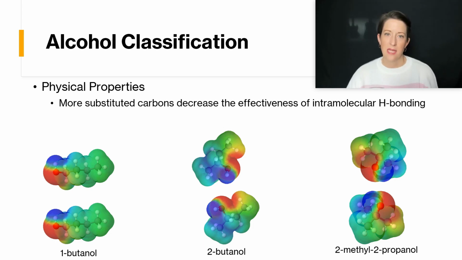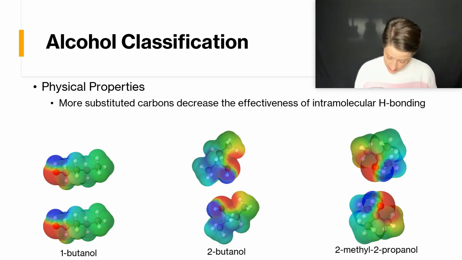Based on alcohol classification, we can make some predictions on physical properties for these alcohols. In general, the more substituted carbons, therefore going from a primary to a secondary to a tertiary alcohol, decreases the effectiveness of the intramolecular hydrogen bonding. So hydrogen bonding between the same molecules, not with water. Here we have three constitutional isomers of butanol. One butanol has a very distinct polar end and then a nonpolar end.